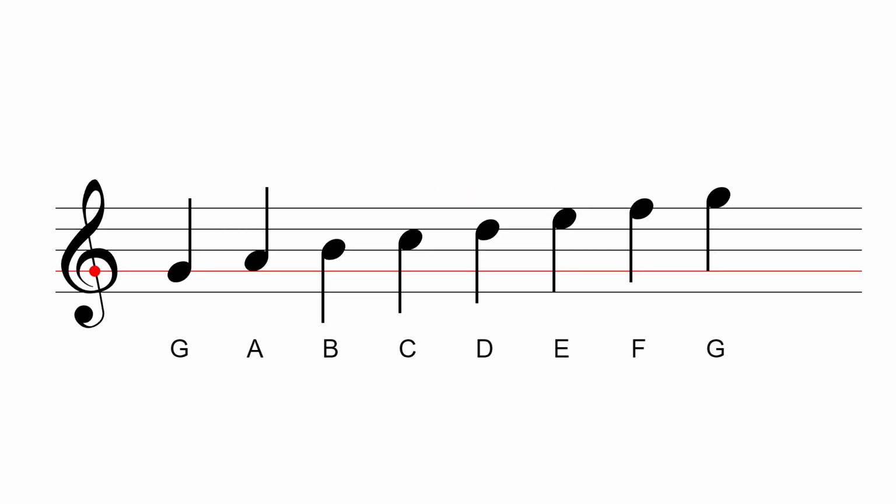Moving on to ledger lines. These are short lines added above or below the staff for notes that extend beyond its range. For example, a note sitting on a ledger line above the treble clef staff is a higher pitch.